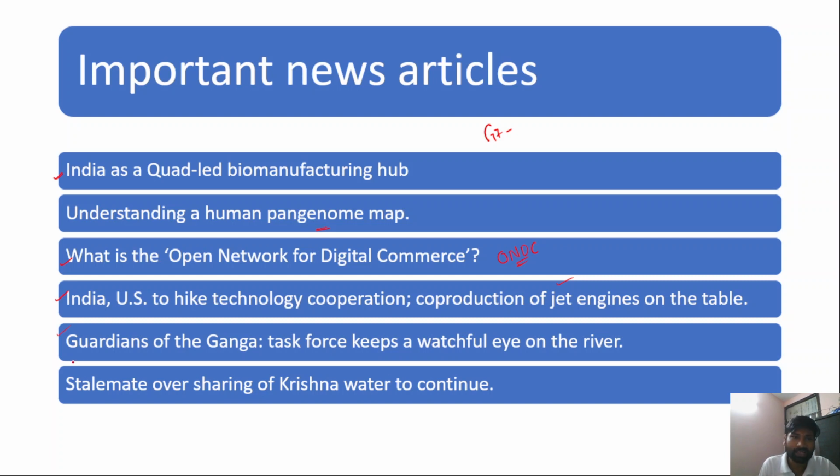The last article is with respect to the stalemate over sharing of Krishna water continuing. This is a bilateral water sharing dispute, I would call it, between Telangana and Andhra Pradesh. In this scenario, we will understand what this dispute is, and we will also look at the Krishna River and its tributaries.